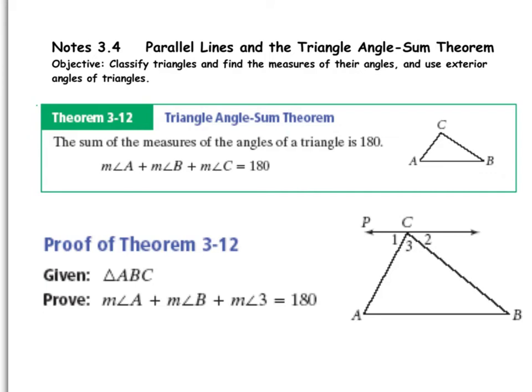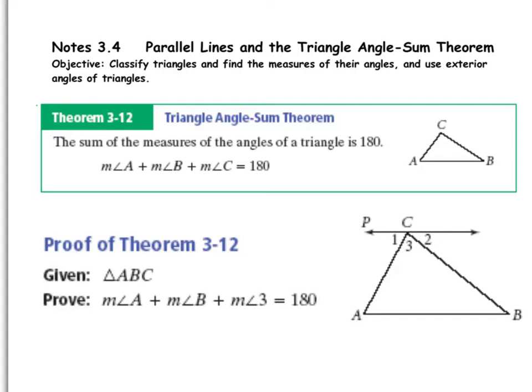So for our next set of notes, these are parallel lines and the triangle angle sum theorem. You guys are probably familiar with this. If I asked you what the interior angles of a triangle add up to be, most of you would say 180. So you're already on your way to understanding what we're going to hopefully understand by the end of these notes.